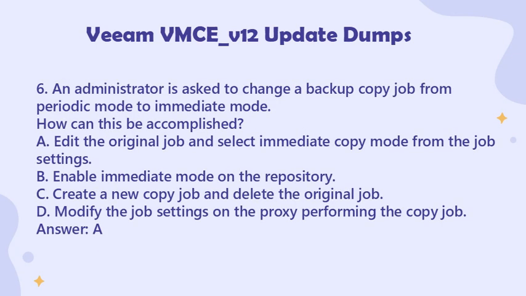6. An administrator is asked to change a backup copy job from periodic mode to immediate mode. How can this be accomplished? A. Edit the original job and select immediate copy mode from the job settings. B. Enable immediate mode on the repository. C. Create a new copy job and delete the original job. D. Modify the job settings on the proxy performing the copy job. Answer: A.